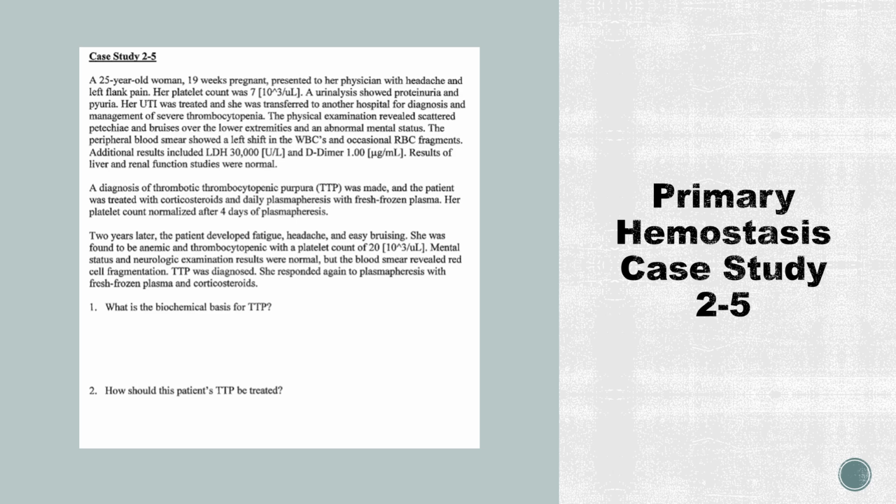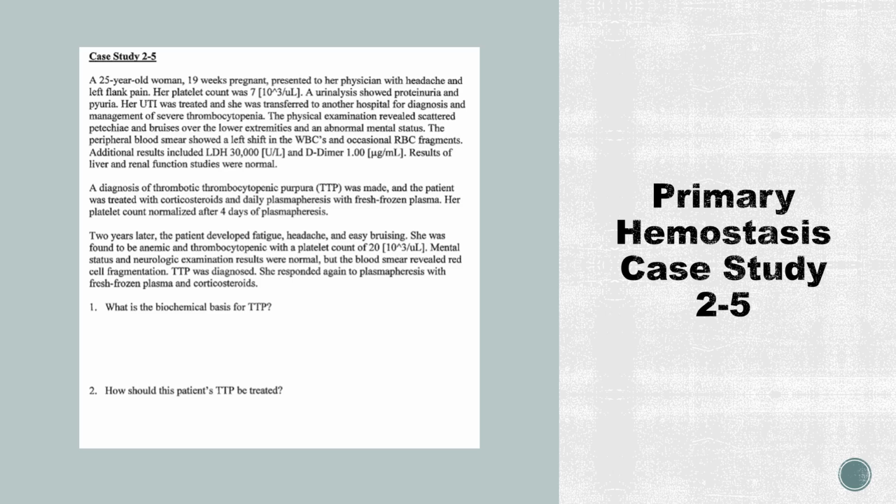Case study 2-5. A 25-year-old woman, 19 weeks pregnant, presented to her physician with a headache and left flank pain. Her platelet count was 7. Oh no, this is bad. A urinalysis showed proteinuria and pyuria. Her UTI was treated and she was transferred to another hospital for diagnosis and management of severe thrombocytopenia.